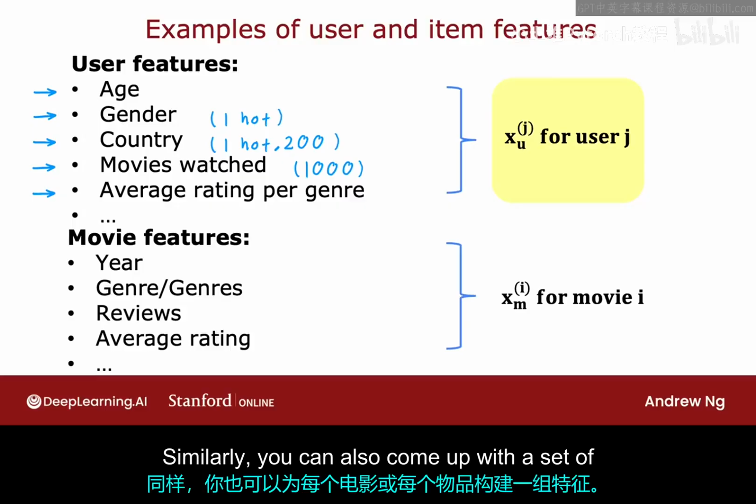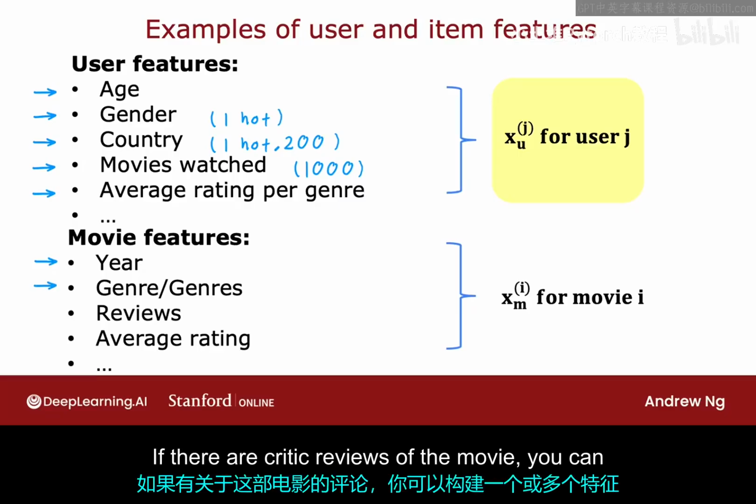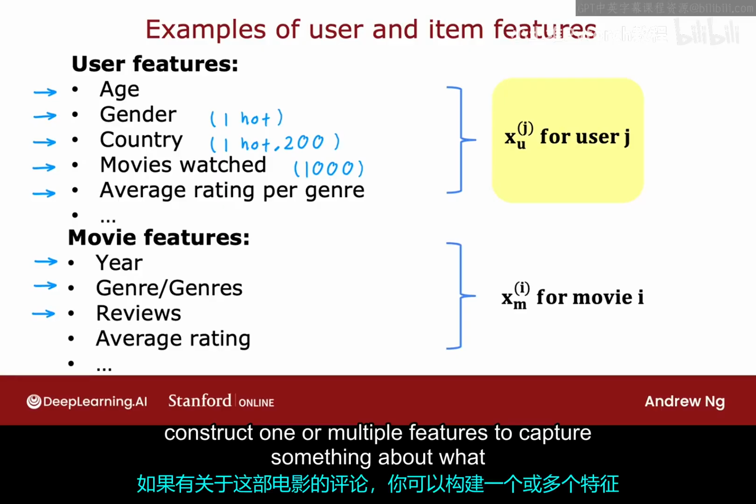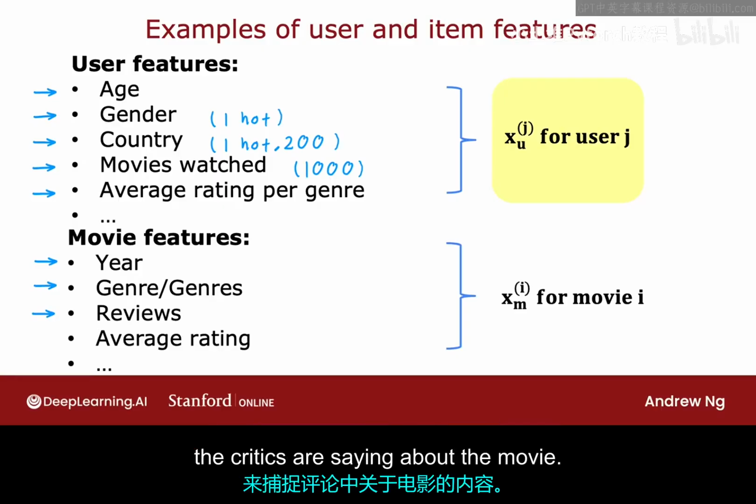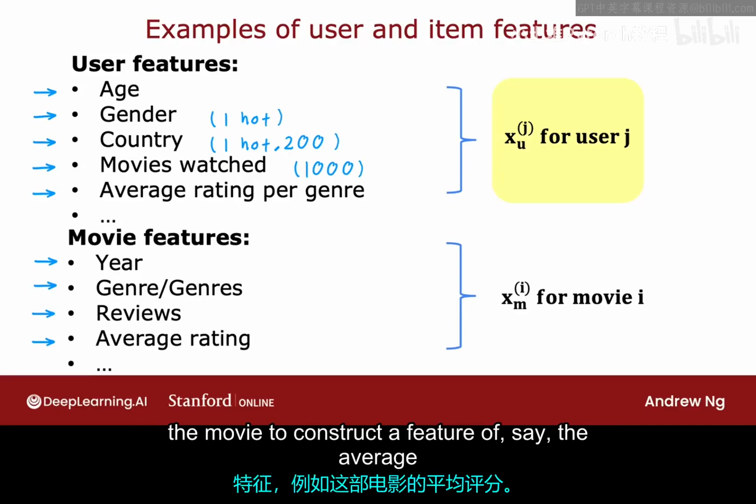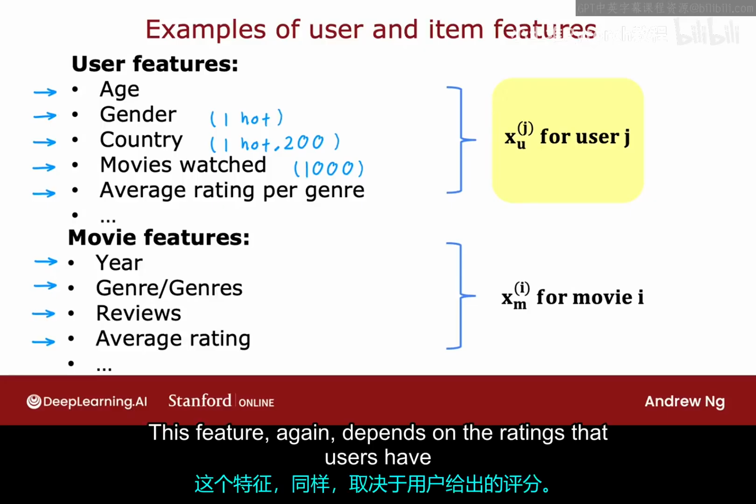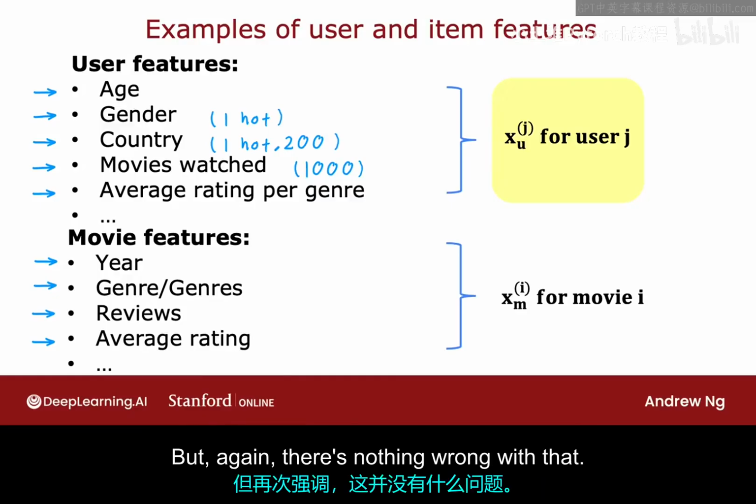Similarly, you can also come up with a set of features for each movie or for each item, such as what was the year of the movie, what's the genre or genres of the movie if known. If there are critic reviews of the movie, you can construct one or multiple features to capture something about what the critics are saying about the movie. Or once again, you can actually take user ratings of the movie to construct a feature of, say, the average rating of this movie. This feature, again, depends on the ratings that users have given, but again, there's nothing wrong with that.